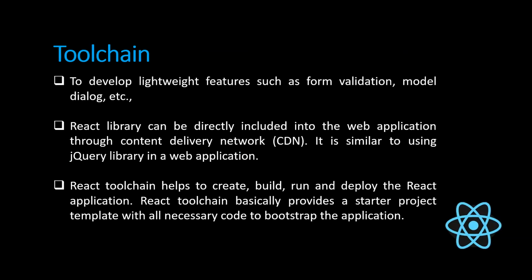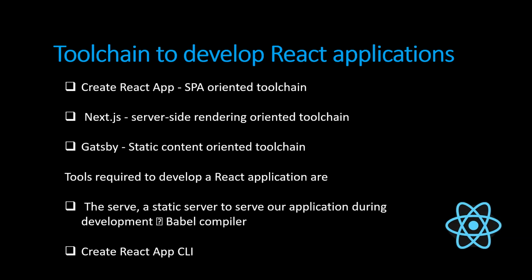Toolchain. Toolchain means developing lightweight features such as form validation and modal dialogs. The React library can be directly included into a web application through a content delivery network. Toolchain to develop a React application: mainly Create React App, Node.js, and Jest. These are required to develop a React application, along with a static server to serve the client, and the Create React App CLI.